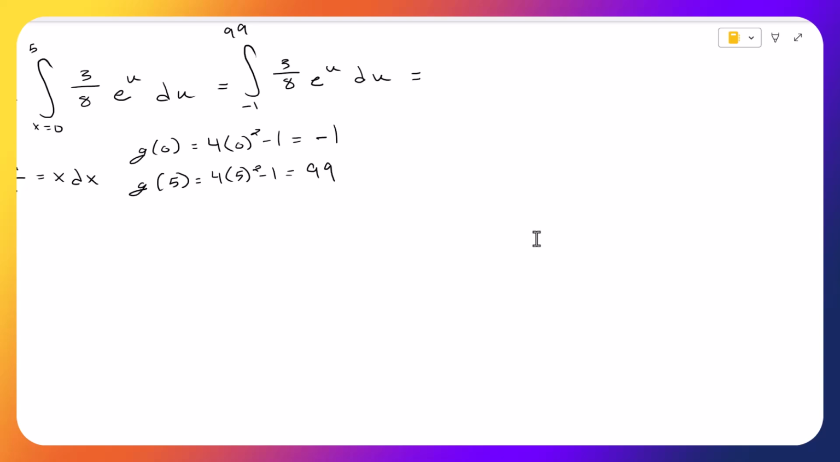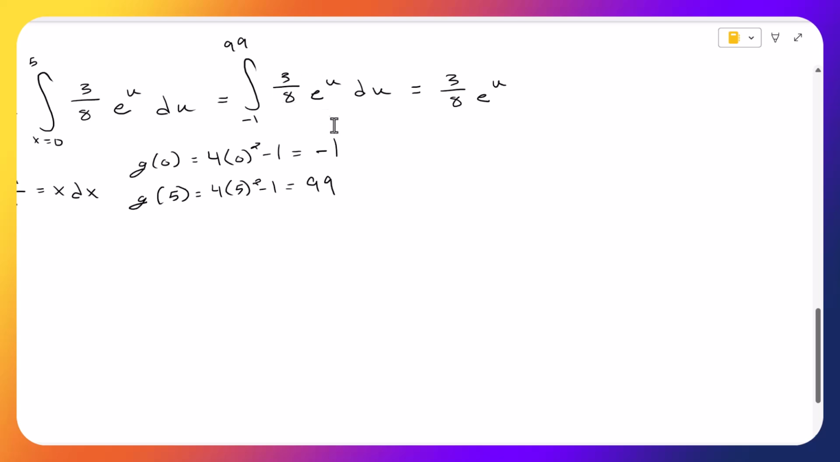The antiderivative of e to the u is just e to the u, so we get 3 over 8 e to the u. And here, I'm going to introduce you to another notation. Because what do we use to take definite integrals? We use the fundamental theorem of calculus that says that it is equal to our function value at 99 minus our function value at -1.